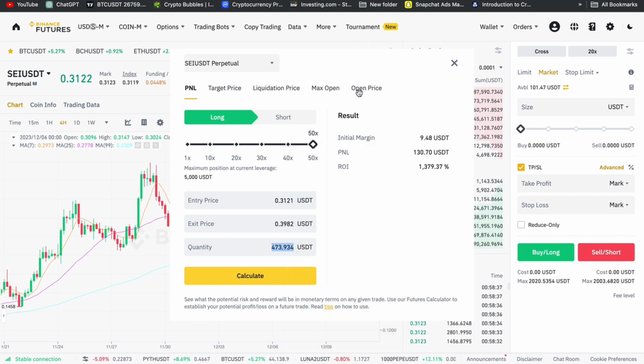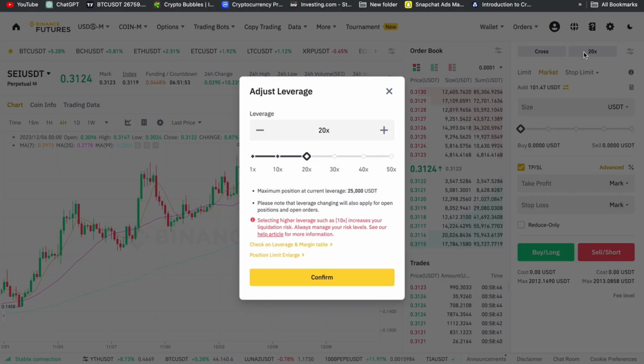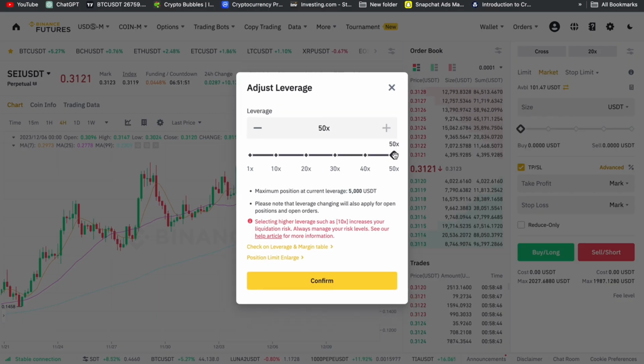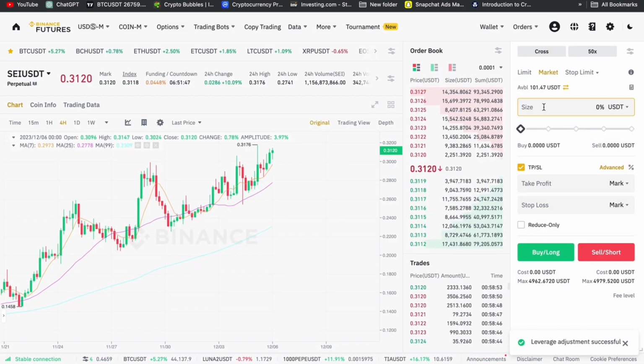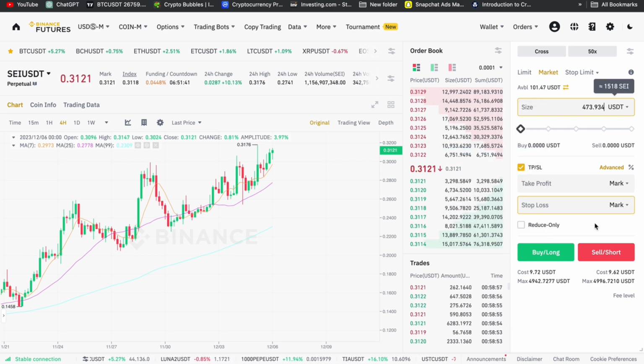So I'll just exit from the calculator. Now I know everything, so I'll just click on the market section. Then I'll go for cross margin. The leverage, I can increase it to the 50x leverage here. Then I'll also confirm. After confirming, I'll enter the same quantity that I have on my TradingView. So this is the cost. I'm going to use $9, so that means I'm using $9 on this trade.